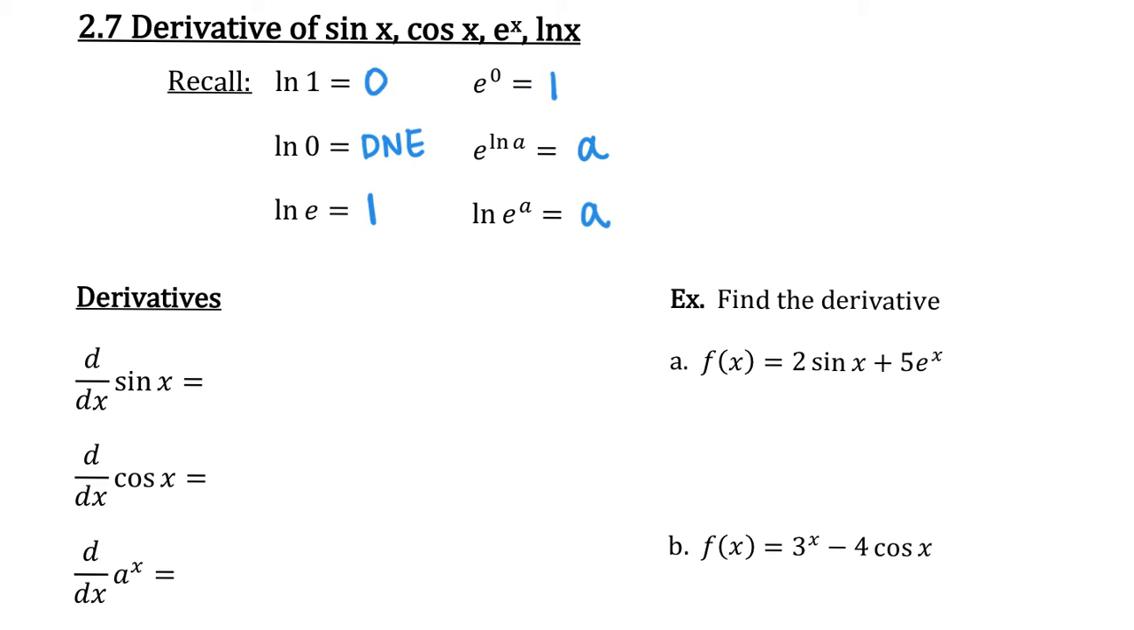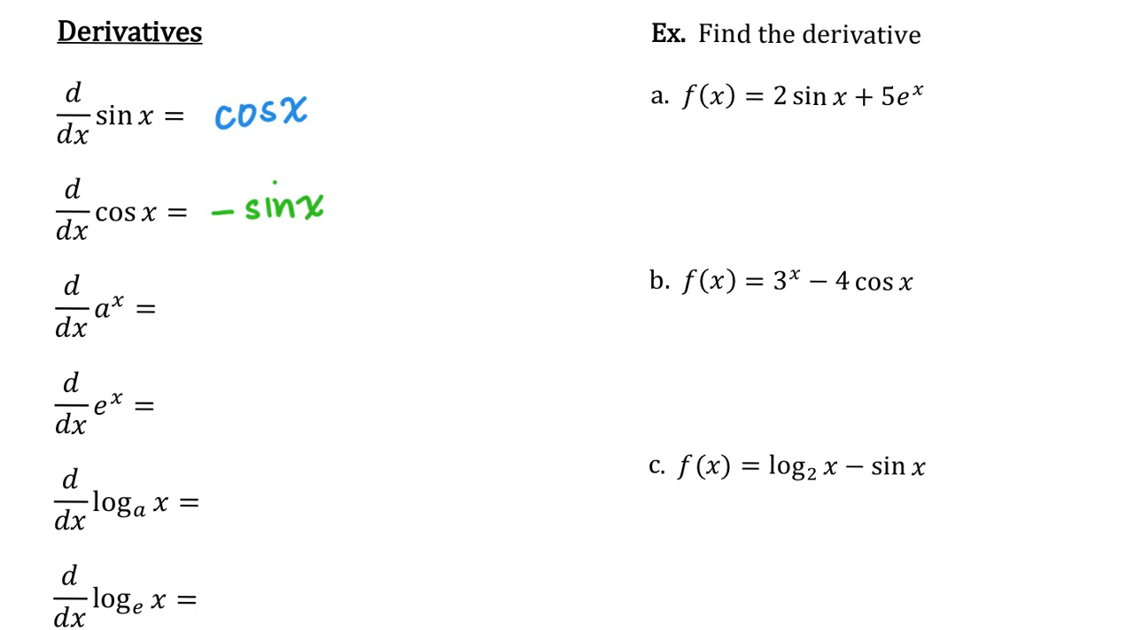Okay, now let's look at the actual derivatives. The derivative of sine x is cosine x. Okay, the derivative of cosine of x is negative sine x. Okay, the derivative of a to the x is a to the x times ln of a, or the natural log of a.